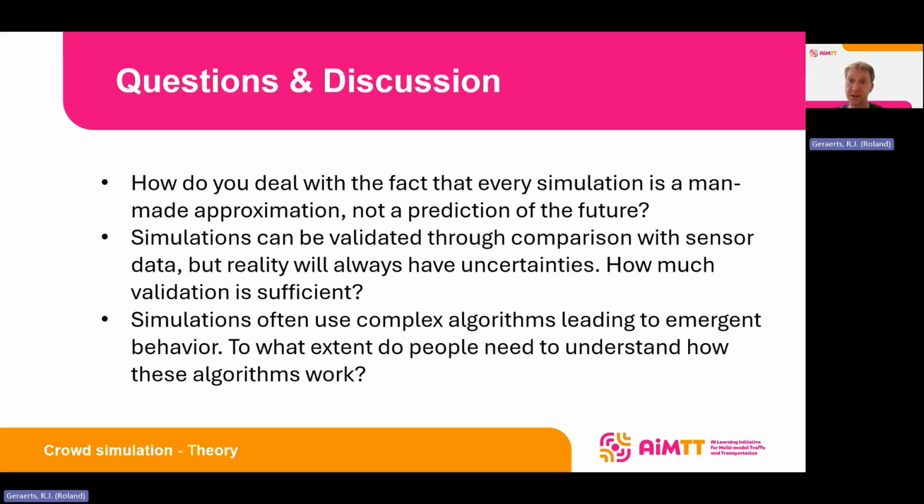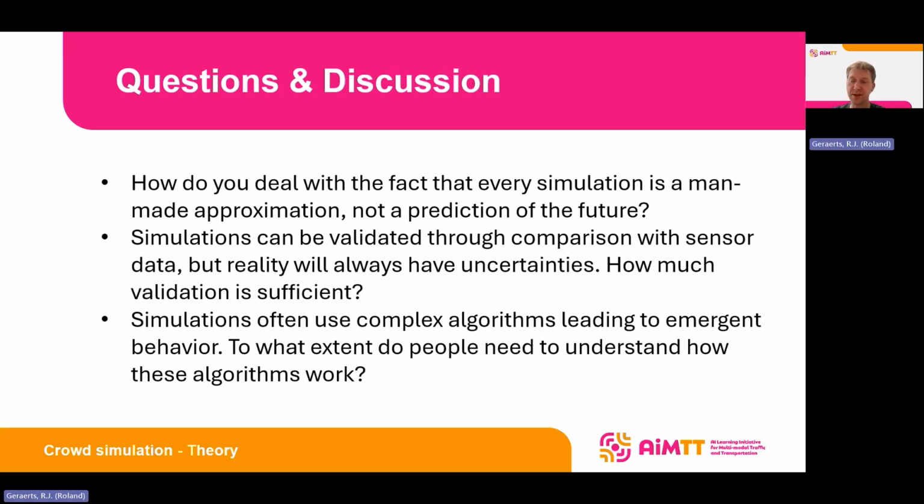A second topic concerns validation. Simulations can be compared against real-world observations, such as sensor data, pedestrian counts, travel times, or crowd density measurements. This process helps us determine whether the model behaves realistically. However, even a well-validated model cannot eliminate uncertainty, because real-world assumptions are constantly changing. This leads to an important question. How much validation is enough before a simulation can be considered reliable for practical use?